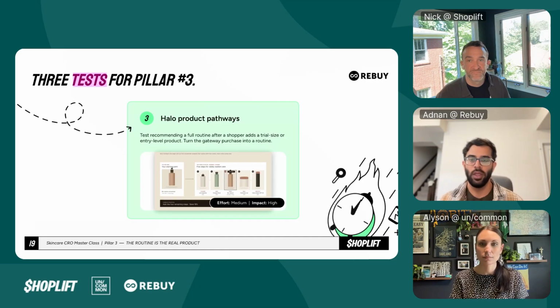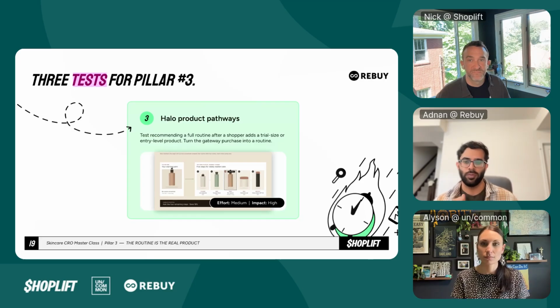So we've talked a little bit about PDP. I've given you some cart examples. We've talked about a separate bundle page.